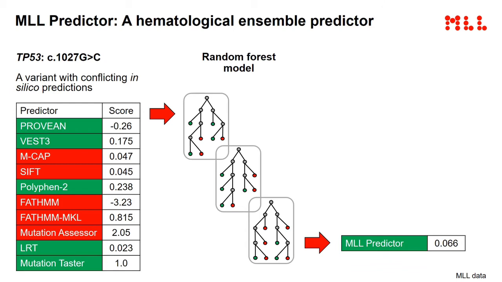And another case, just another example, is this finding with another TP53 mutation where the predictor comes up with the score of 0.066. So this we would not vote for somatic or pathogenic.